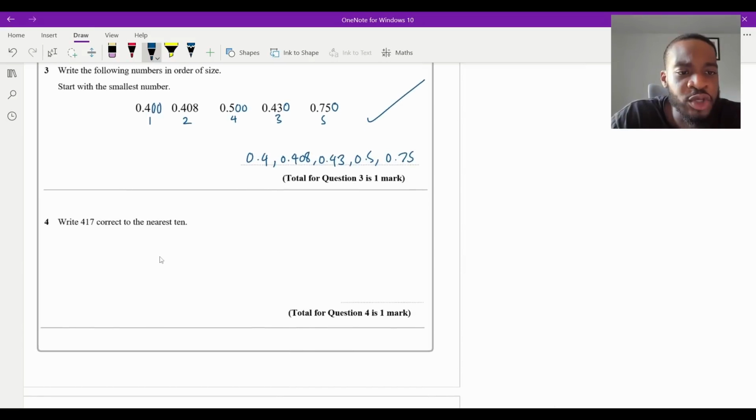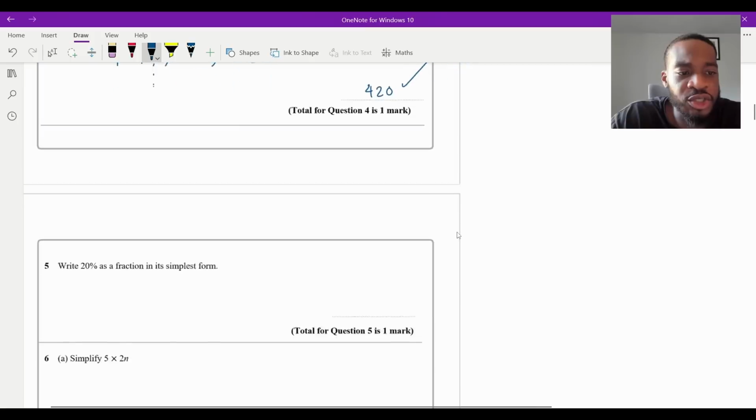Question 4 says write 417 correct to the nearest 10. Again, 417 to the nearest 10, we're going to look here. Now this number is a 7, so it's 5 or more, so we're going to round that 1 up to a 2. So that's just going to be 4, 2, and then a 0, so it's 420.